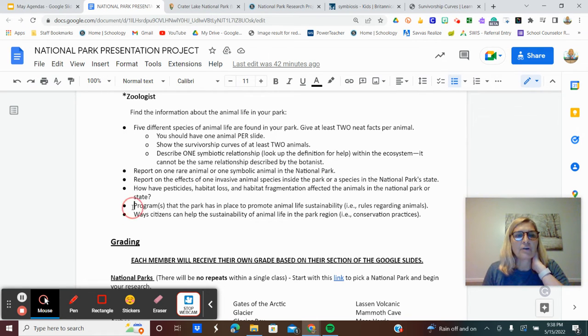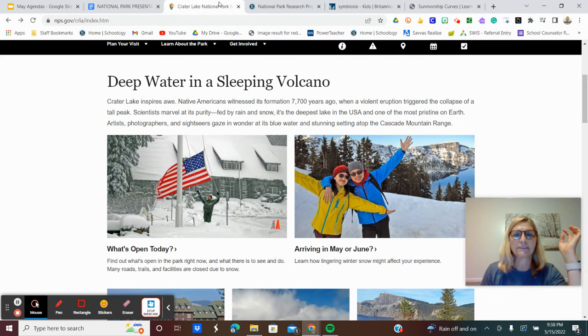All right, programs that the park has. Okay, so you want to include programs that the park has in place to promote animal life sustainability. Like, what are the rules regarding the animals? Like, don't feed the bears. Ways citizens can help the sustainability of animal life in the park region. So conservation practices, what are they doing to help those animals survive? So let's take a look.